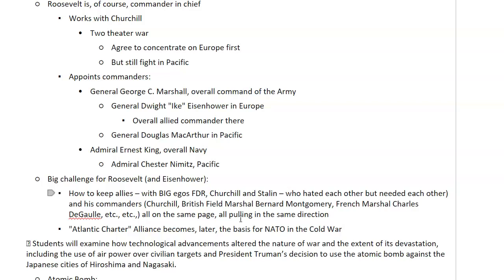The Atlantic Charter is the name of the alliance between the United States and Britain. It's sort of a treaty that they set up, which becomes the basis for NATO, the North Atlantic Treaty Organization, during the Cold War later on.